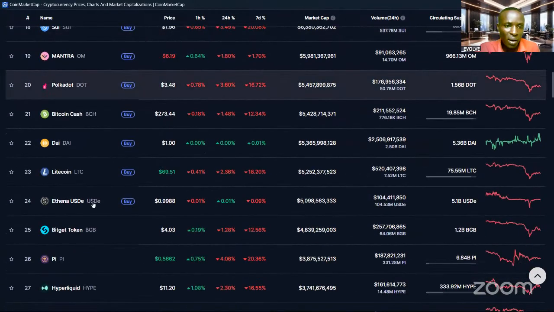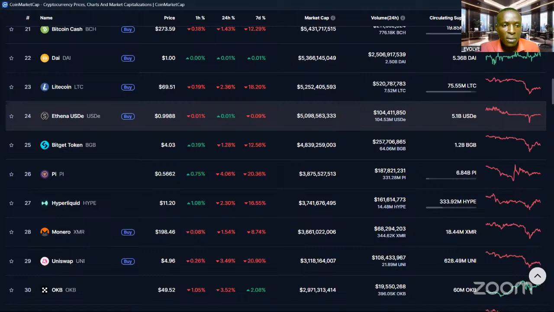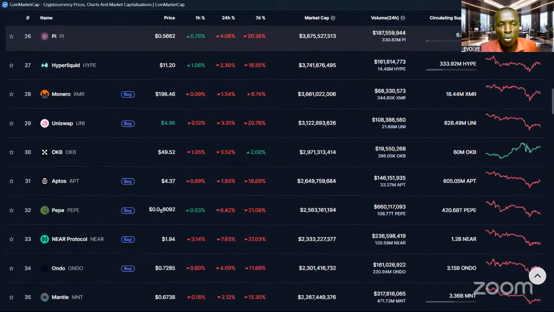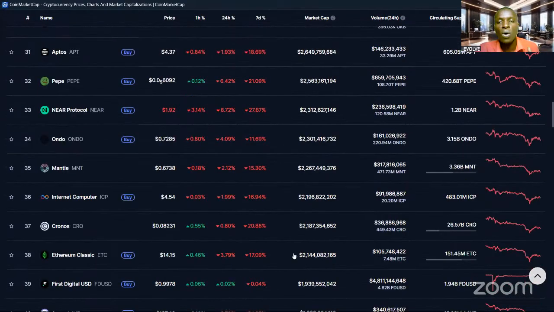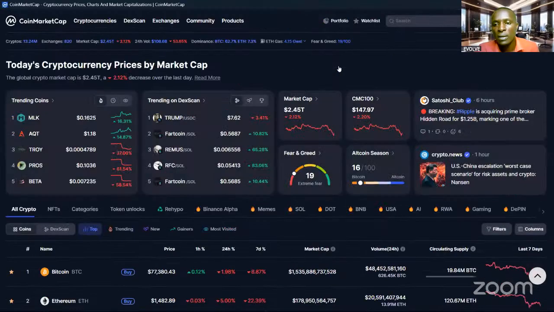So there is another one here, USDE. That is a stable coin. So don't trade those ones. They don't move. They don't go down. They don't go up.